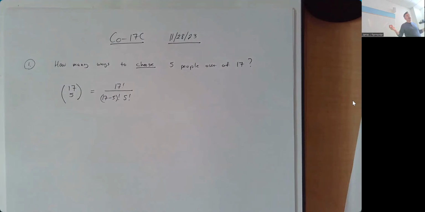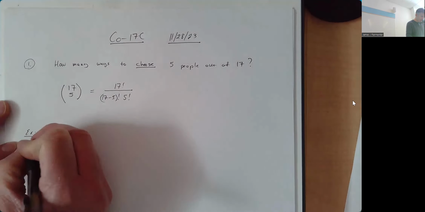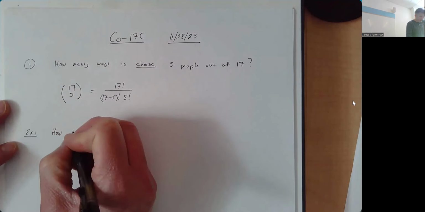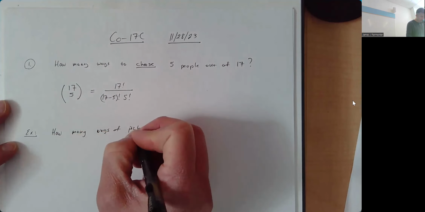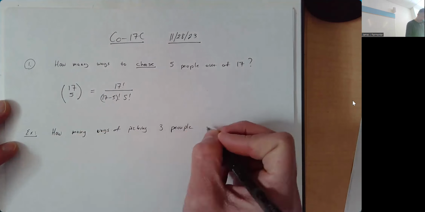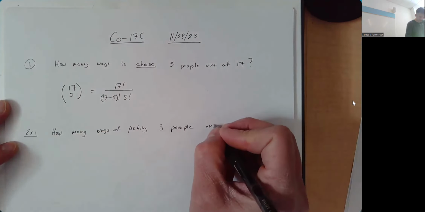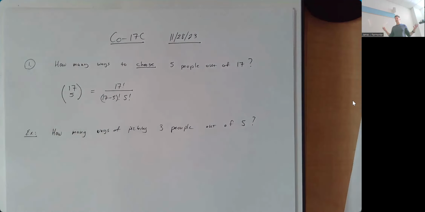Now, the better question is, why is this true? Why is this the calculation? Well, let's look at a smaller example just so you can all be more comfortable with why this actually works. So, example: how many ways of picking 3 people out of 5? Picking, choosing, same meaning there.